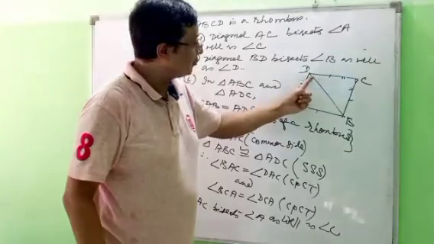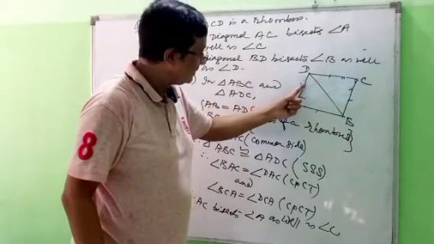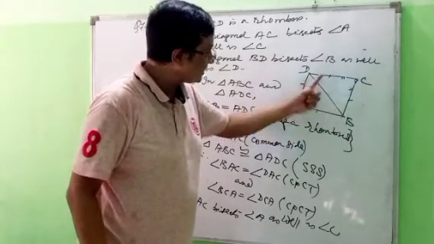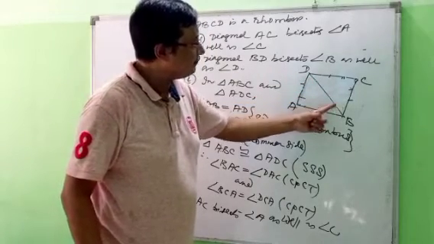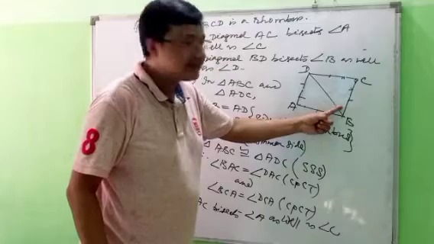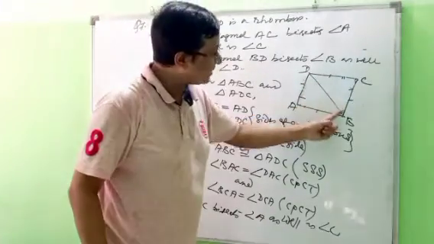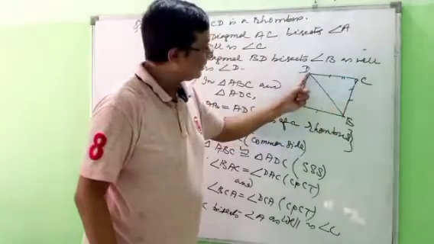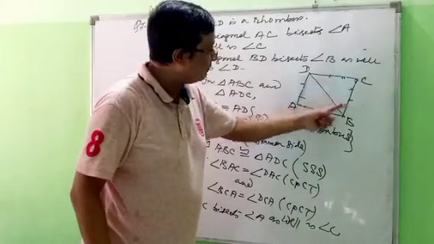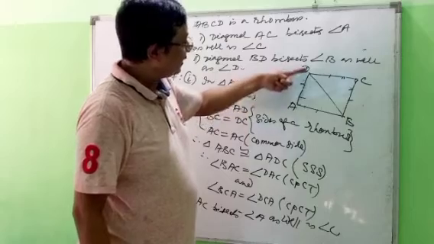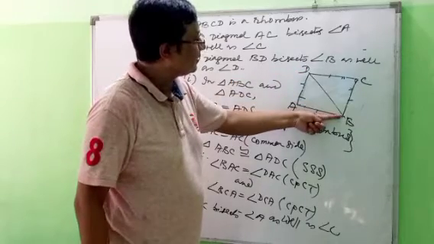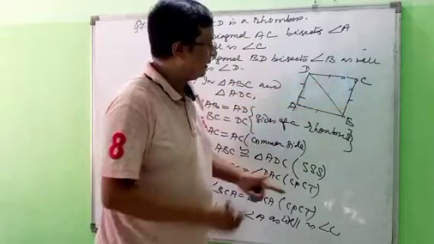Therefore, these two angles will be equal by CPCT. Thus, BD bisects angle D. Similarly, these two angles will also be equal by CPCT. Thus, BD bisects angle B. Hence, the diagonal BD will bisect angle B as well as angle D. You will take the triangle DAB and the triangle DCB.